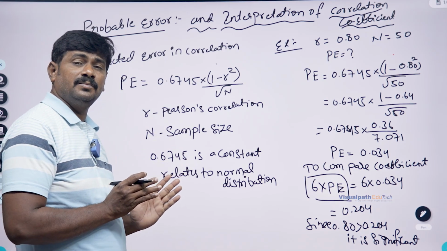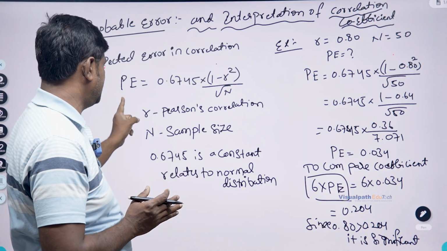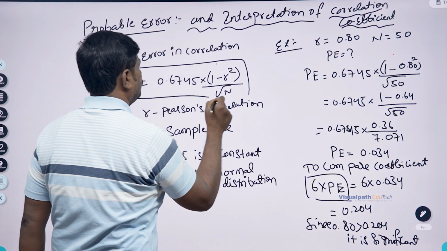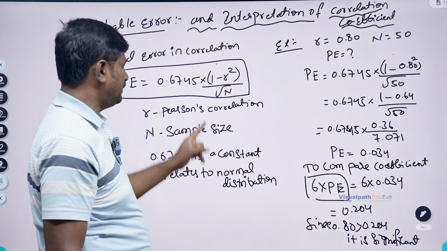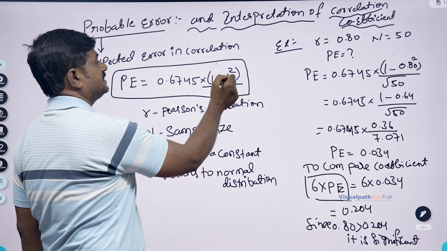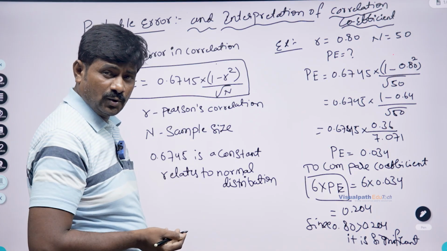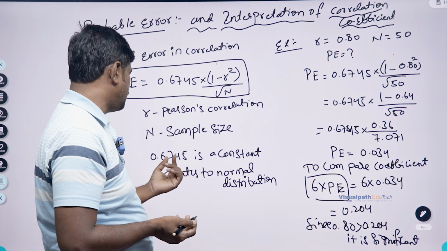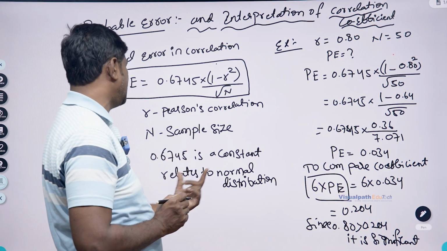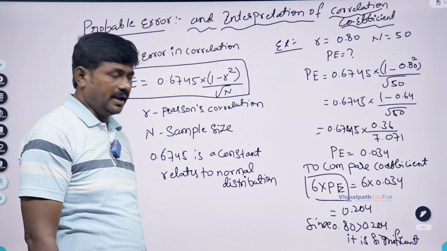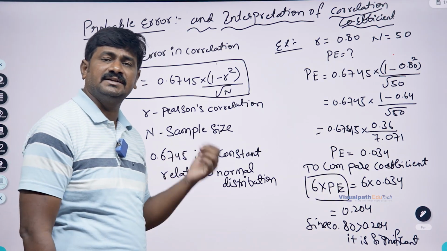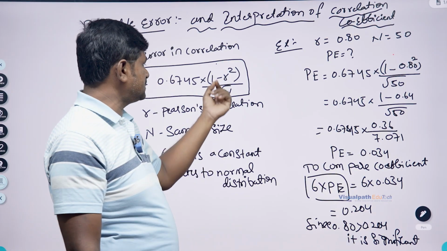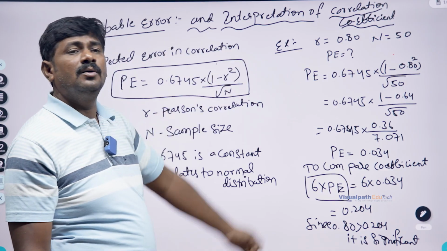To calculate this probable error with the help of the correlation coefficient, this is the formula. Probable error is equal to 0.6745 into (1 minus r square) by root n, where r is the correlation coefficient and n is the sample size, the total number of samples. 0.6745 is a constant related to the normal distribution. So 0.6745 into (1 minus r square) by root n is the formula for probable error.